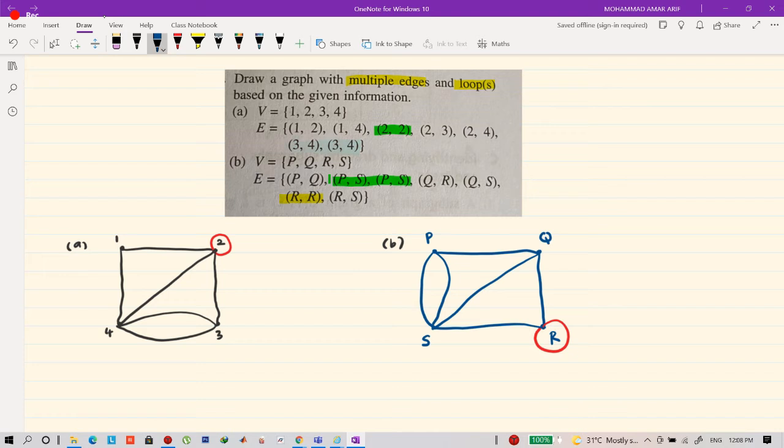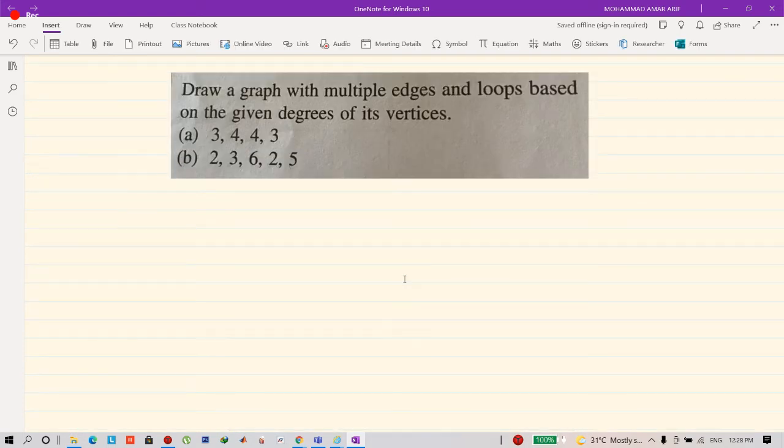So this is your answer for how to draw a graph that has multiple edges and loops. Alright, so we've seen an example where, from a graph, we write it in the form of vertices and edges. Then they give vertices and edges, and we have to draw the graph. So what if they give the degree of vertices, and from the degree of vertices we have to draw the graph?